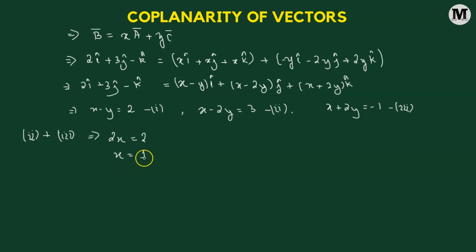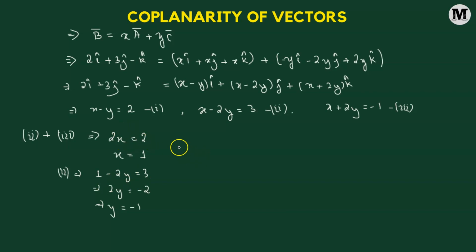Now that we have the value of x, we can find the value of y. We can use equation number 2. So from equation number 2, we have 1 minus 2y equals 3. Which gives us 2y equals negative 2, and y equals negative 1. So now we have the values of x and y obtained by solving 2 and 3.